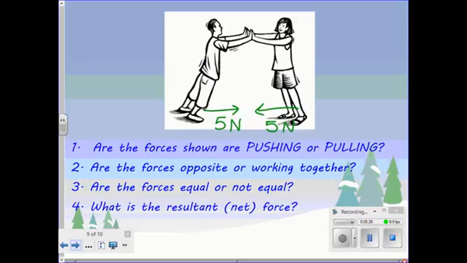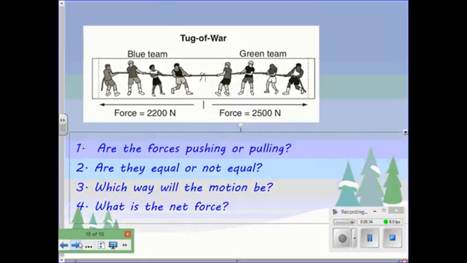Now, in our next image, we're going to do a little more math. This one's going to get hard. Here we go. Okay, so we have a game of tug of war between the blue team and the green team. So, are they pushing or pulling? Yes, pulling. Good work. And the forces are written in there for you.